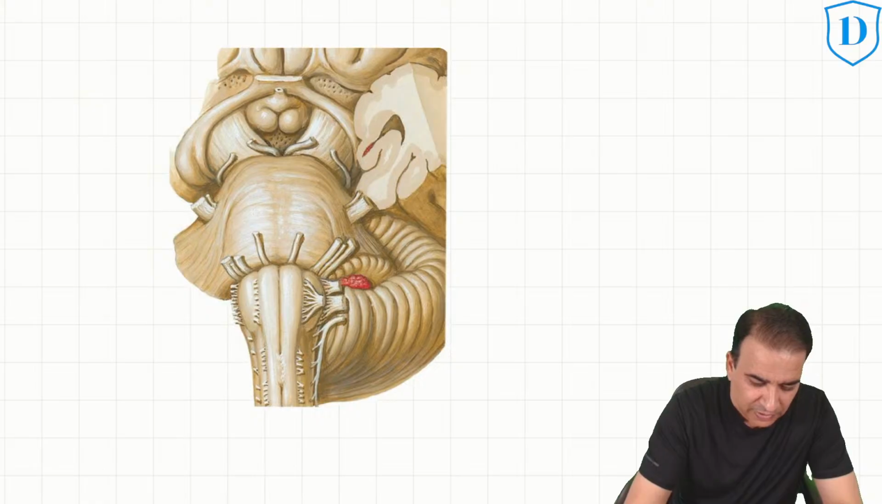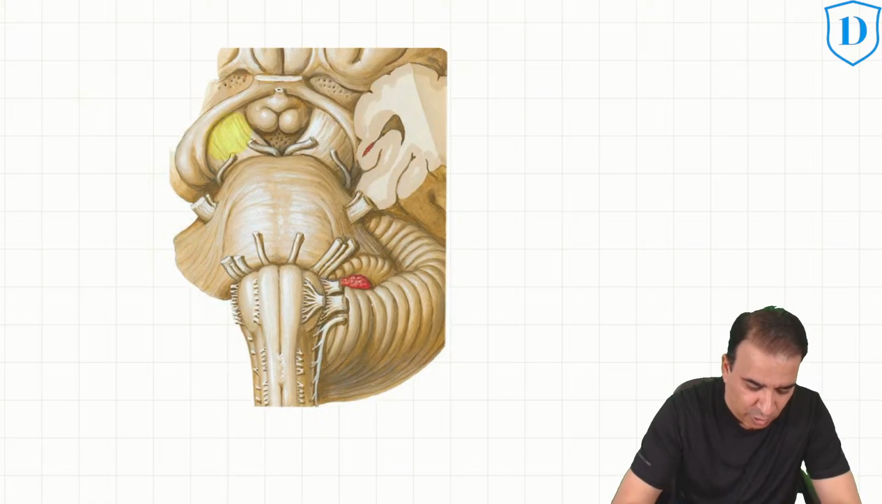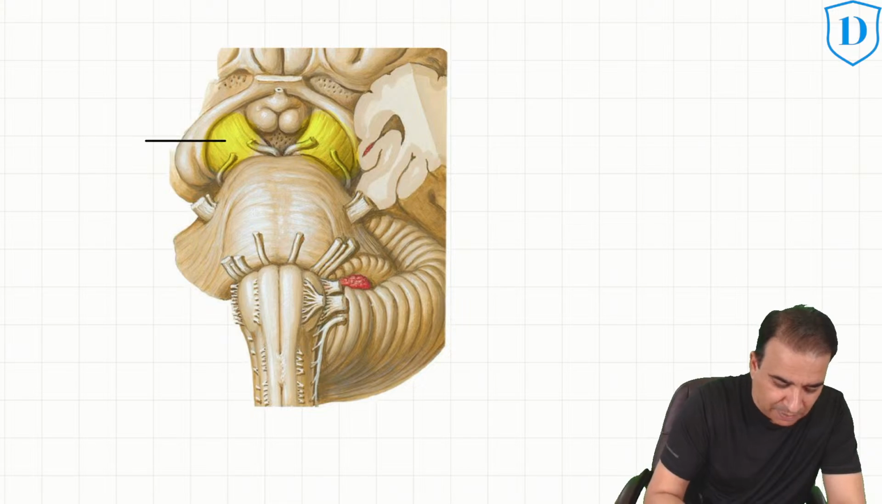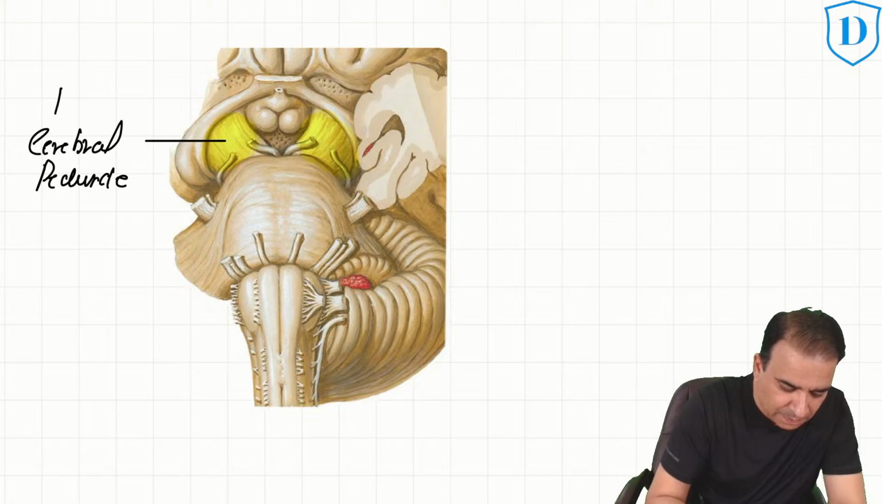So in this picture, when you look at the ventral aspect of the brainstem, look at the highlighted area here, that is a midbrain portion called the cerebral peduncle. So this will be a part of the midbrain. This is called the cerebral peduncle. It's a part of the midbrain.